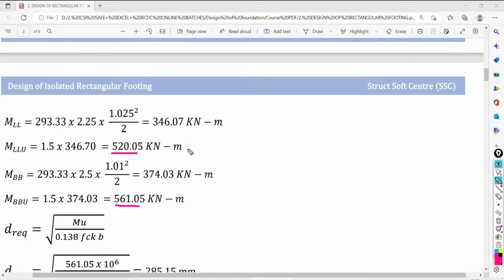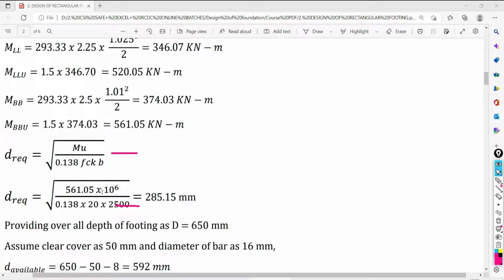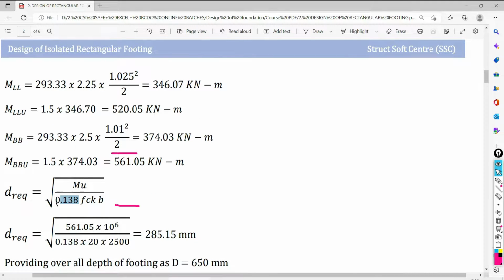So we are going to consider the maximum moment amongst these two, along the length and along the width. So the maximum moment is what? 561. So I am going to put the ultimate moment as 561.05 into 10 raised to 6, in Newton mm, divided by 0.138 fck, the characteristic strength of your concrete. The grade of concrete we have given as M20. So the characteristic strength of the concrete is going to become 20.